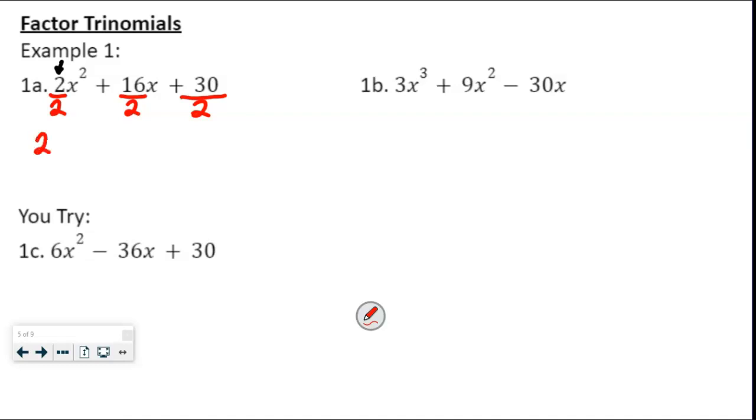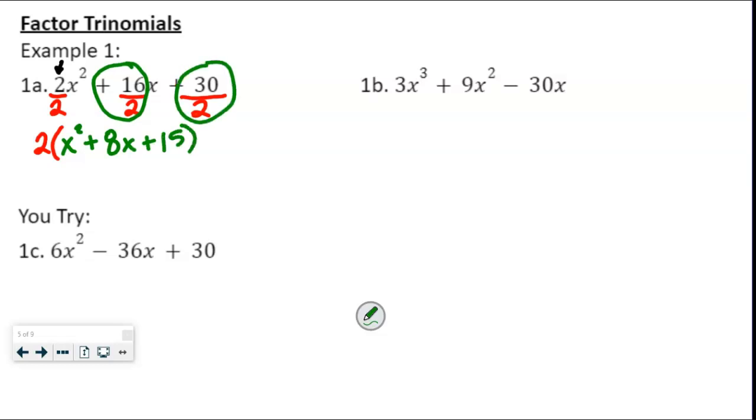So now I've got 2 divided, right? Now we factor that out, so I'm going to bring that on the outside. Well, what's 2 divided by 2? 1. So I can just leave it as x squared. So now here, that positive 16 divided by 2 is now going to give us 8. So 8x plus 30 divided by 2, which is now 15. Now we can go through and factor.